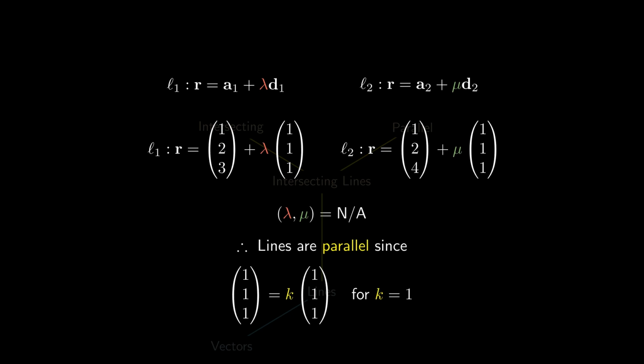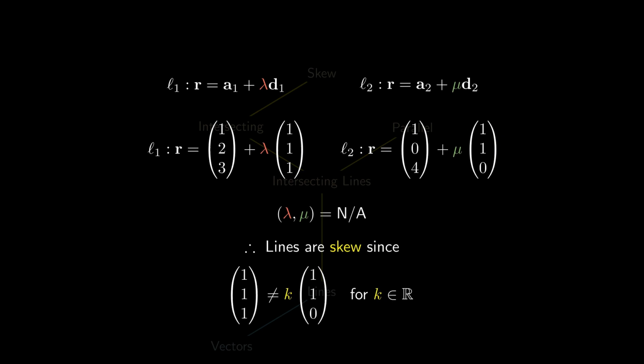But consider yet again another line with a different position vector and direction vector. This time we will not get any solutions for lambda and mu. As such, we call these lines skew because they don't intersect and they aren't parallel to one another.